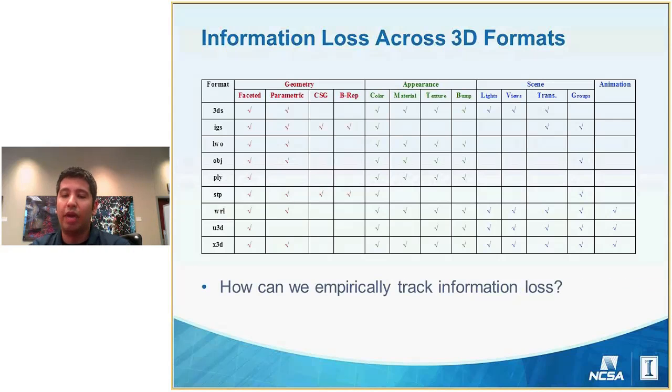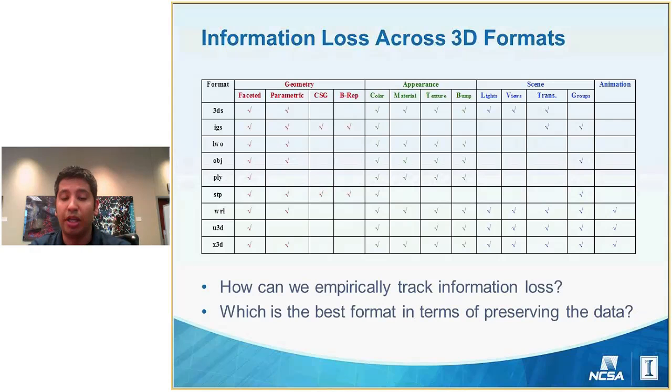So again, this kind of thing happens, I would say, with all data. And this is just kind of easy to see with 3D data, which is also what we were looking at first. So that brings us to the question of how do you track information loss? And again, we were trying to do an empirical study here on picking a best file format. So how do you empirically track information loss? And then get back to our main question, which is, which is the best format in terms of preserving data?